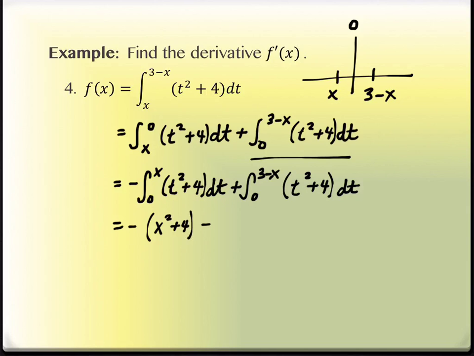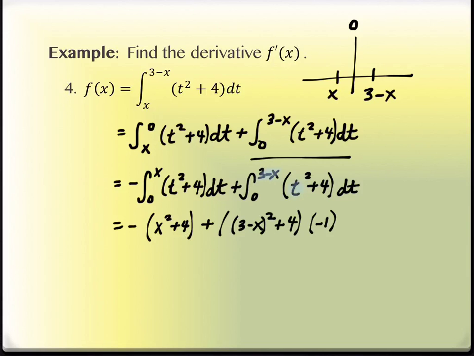The second piece, not quite the same. I need to replace the t with 3 minus x. That's true. So 3 minus x quantity squared plus 4. But then what do I have to do? Yeah, multiply by the derivative of 3 minus x, which is negative 1. I don't know why I've got so many parentheses. That should do it for me. Oh no, I needed that one. Now I know why. It's balancing the one after here. Okay, we're good.